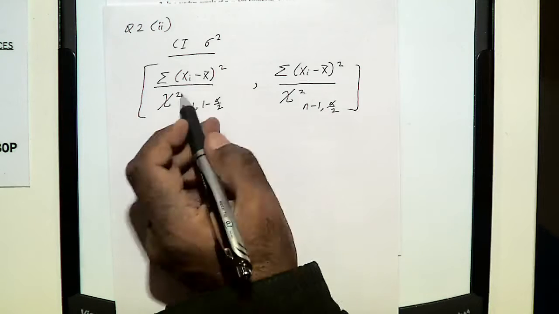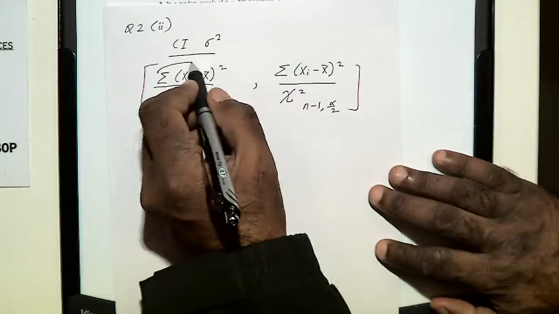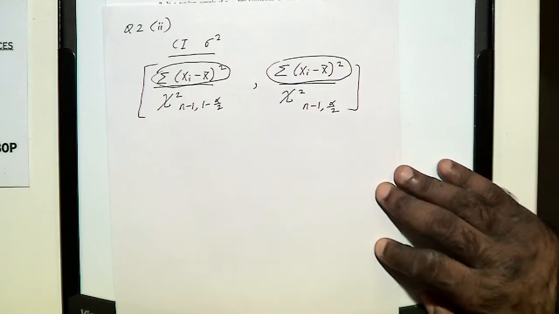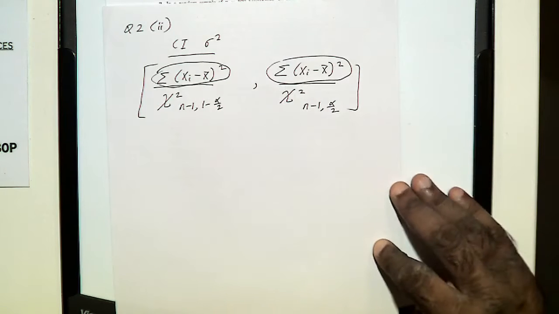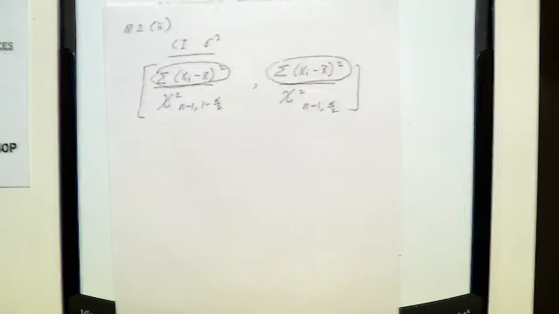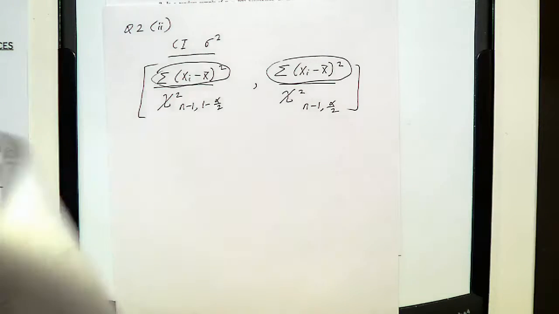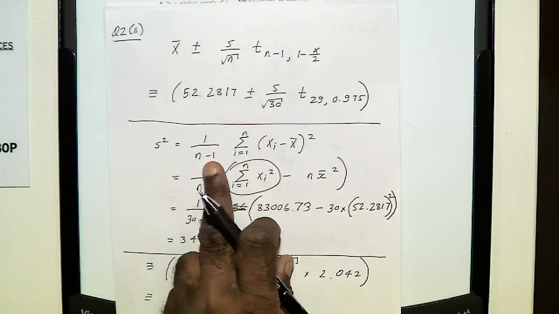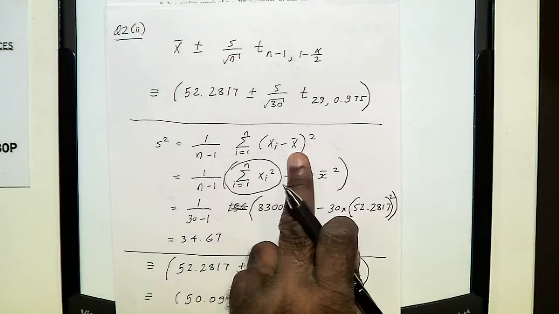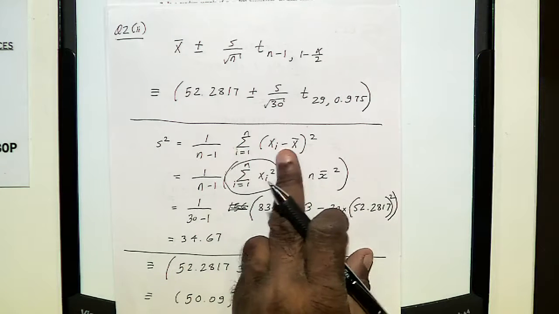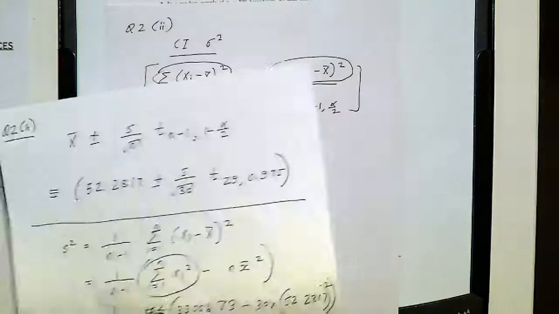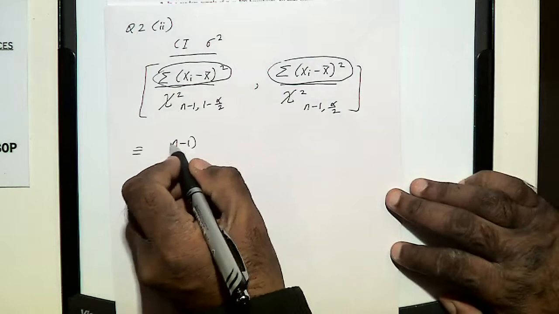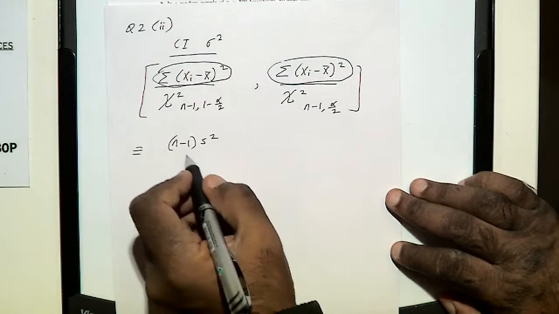Now, what do you know about this guy here, guys? Let me ask you, what do you know about this? Is it related to the samples? I just talked about it just a second ago, right? Do you remember this equation? That s squared is 1 over n minus 1 times this, right? So this guy here is n minus 1 times s squared. So what you have is n minus 1 times s squared in the top.